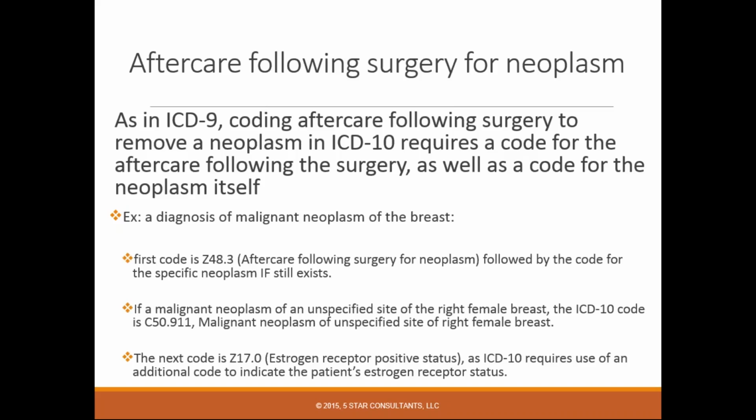So the ICD-10 code is C50.911, meaning malignant neoplasm of unspecified site of the right female breast. So you can see again the code is much more complex. You know, every digit means something, and we're getting into that it's an unspecified site, it's the right, and it's a female breast.